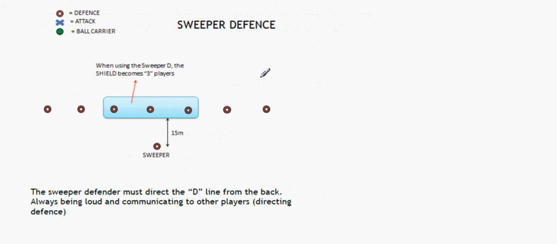In the case of the sweeper defence, one person from the shield goes back to be sweeper. The sweeper defender must defend the defensive line from the back, always being loud and communicating with other players. So basically the sweeper has an overall better view of the full picture.